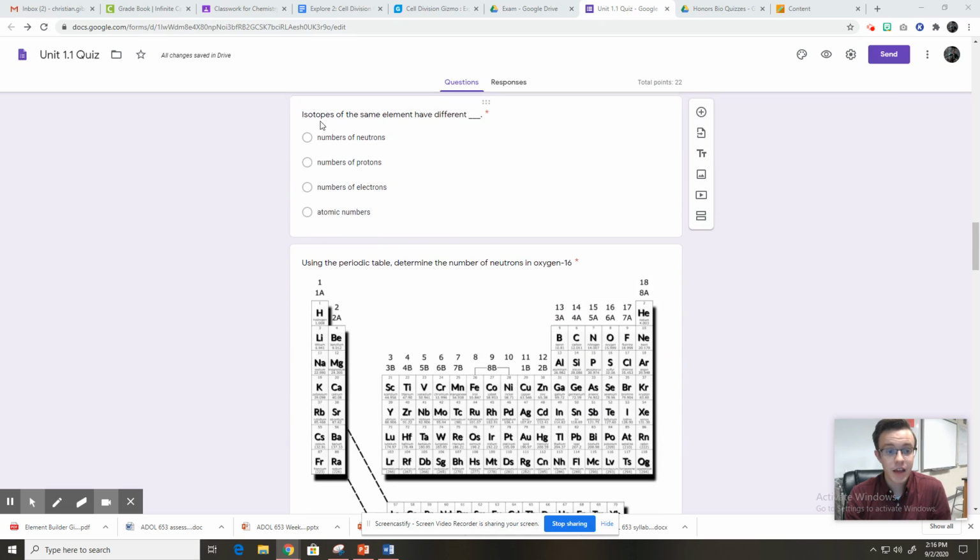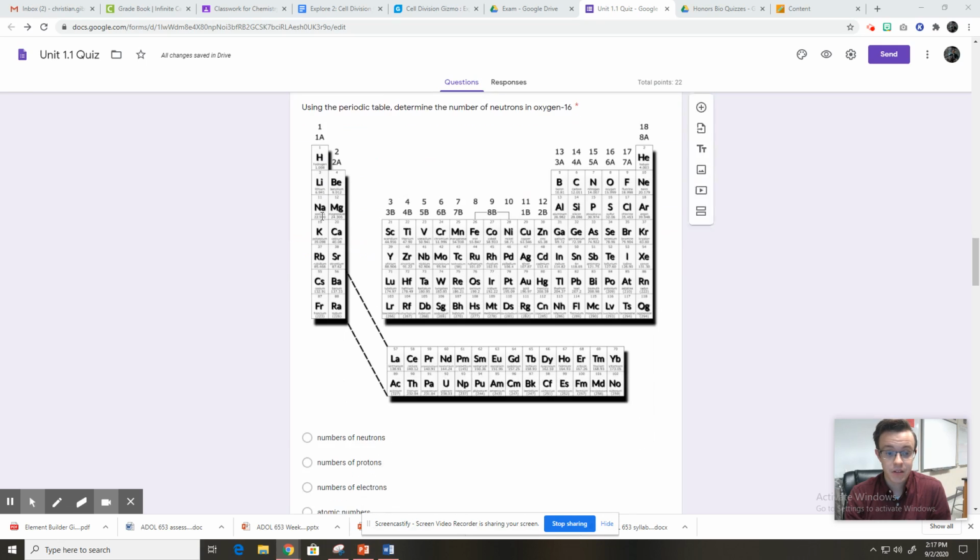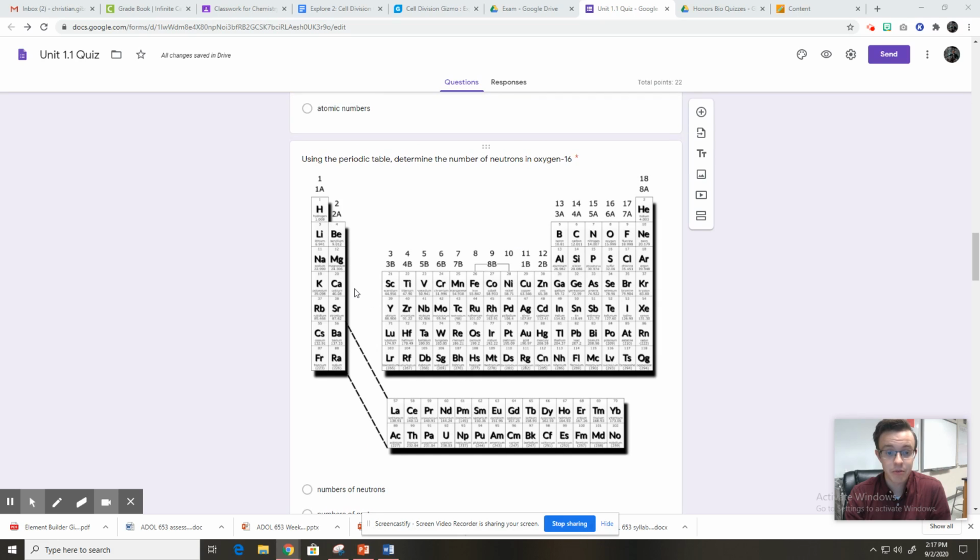Next question. Isotopes of the same element have different what? Do isotopes of the same element have different numbers of neutrons, different numbers of protons, different numbers of electrons, or different atomic numbers? Next question, here you see a periodic table. It says using the periodic table, determine the number of neutrons in oxygen 16.